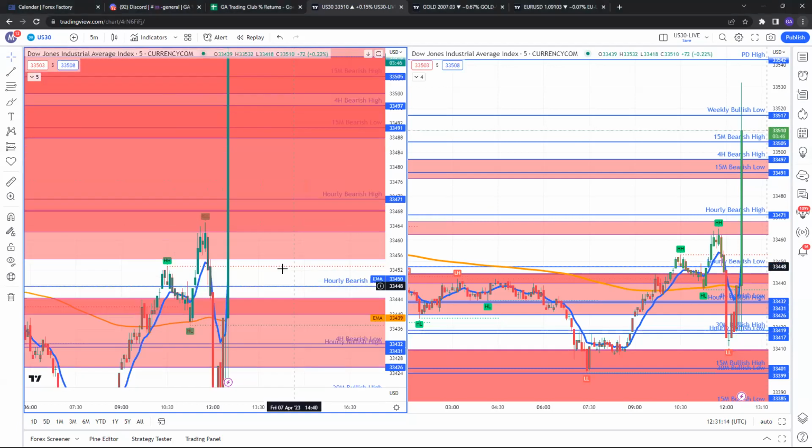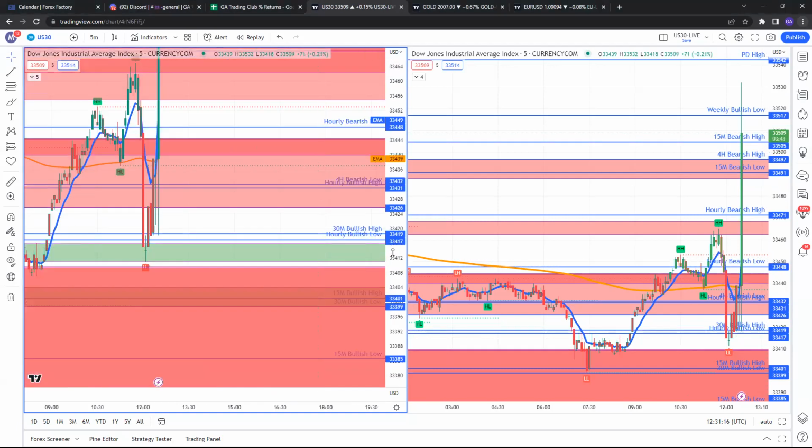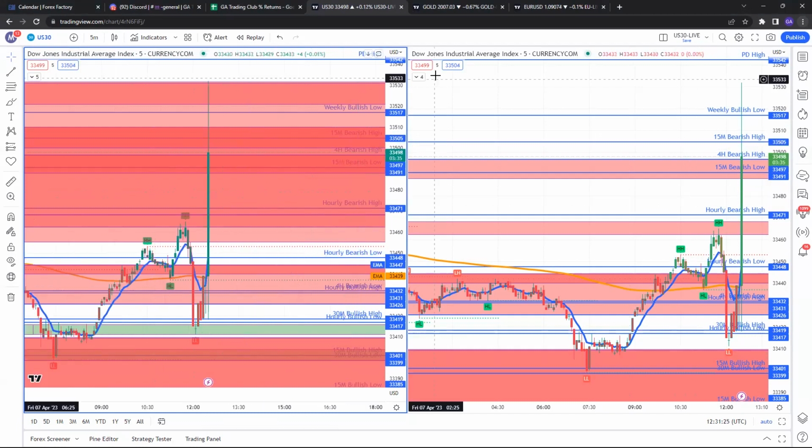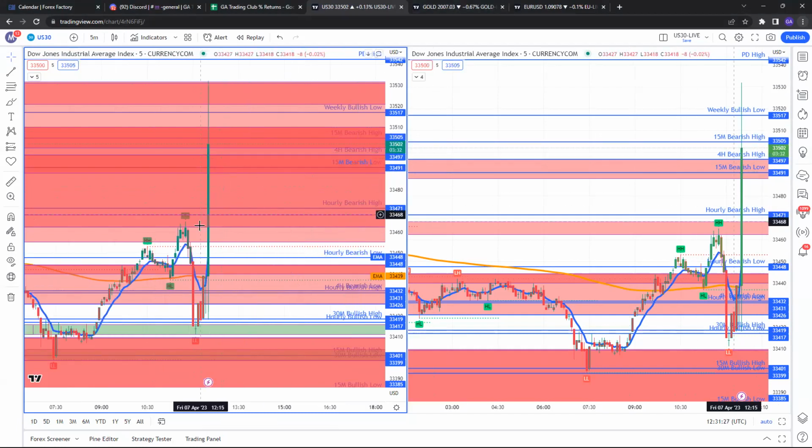And if we zoom in here, you can see that price rejected from the 30-minute bullish high and the hourly bullish low. So that's where price came down, picked up liquidity and shot up. So ideally, if this 5-minute candle is heavily bullish, I'm looking for the next 5-minute candle to retrace down, and then afterwards I'm looking to continue. If this closes as a bullish candle, I expect the next 5-minute candle to be bearish to retrace. And then for the third candle, I will be buying US 30. That's only if this candle closes as a bullish candle.